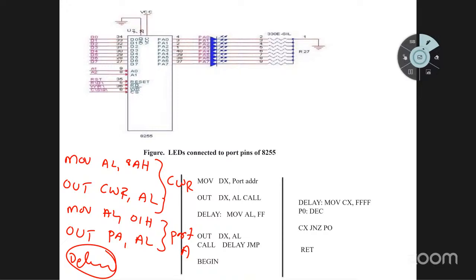How did we provide the delay? Then again we have to set the off value. And again you can see the same loop. So our LED will go on and off, on, off, depending on the delay and depending on the count, how many times you loop. Okay, so this is the interface of an LED external device using the 8255 device, 8255 PPI, the programmable peripheral interface device. Okay.